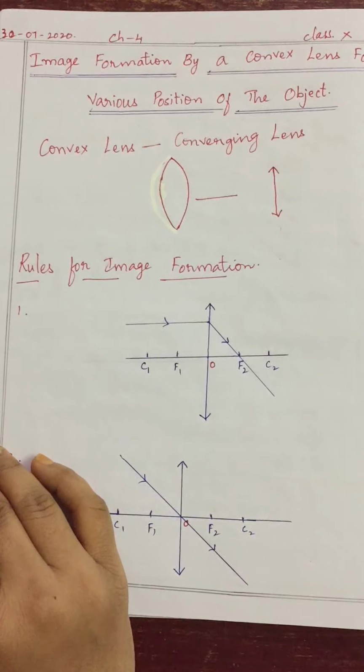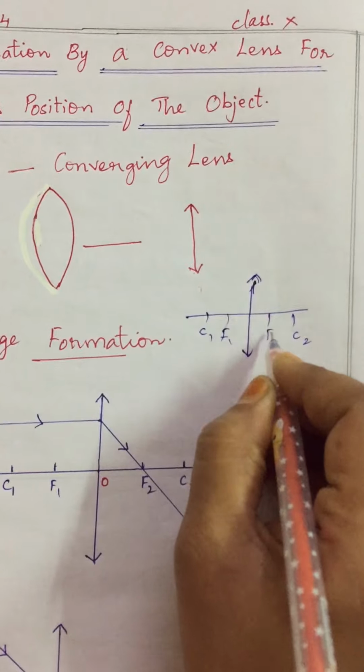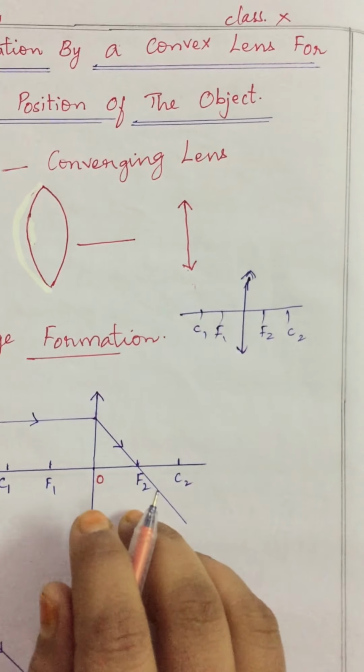When we draw the ray diagram, we use this symbol for the convex lens. And you know, this is the principal axis. We'll place the convex lens in this way. And lenses, not only convex lenses, always have two centers because they have two surfaces, and two focal points. We already discussed this in our previous class.